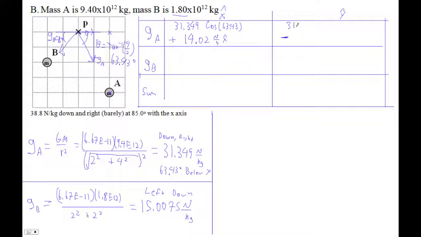This will be 31.349. Is that what that was? Yeah. And this will be sine, because this is the opposite side, right? Sine of 63.43. So let's do that. I'm just going to grab that same thing and go. There we go, sine. This is 28.04 newtons per kilogram, and that's in the y direction.